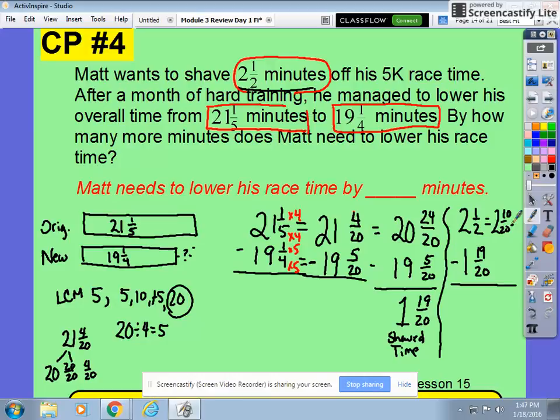So I'm just going to write that, and I'm going to erase this. So I have equals 1 and 30/20. And I have to subtract 1 and 19/20. And I get 11/20. So he still needs to shave his time by 11/20 minutes.